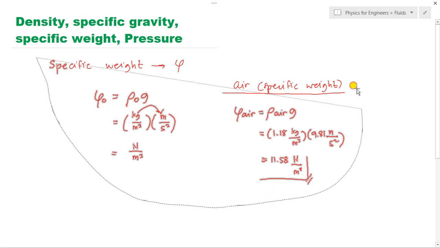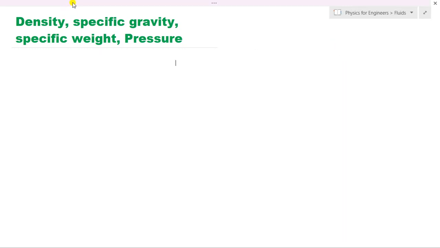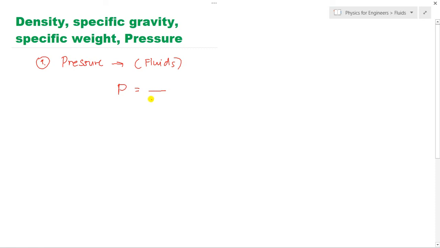Okay, no questions. Then let's proceed to the final concept for this first topic. So let's discuss pressure, specifically applied to fluids, of course. So we have air pressure and water pressure. So again, the elementary definition of pressure, abbreviated as P, is the ratio of force over area.